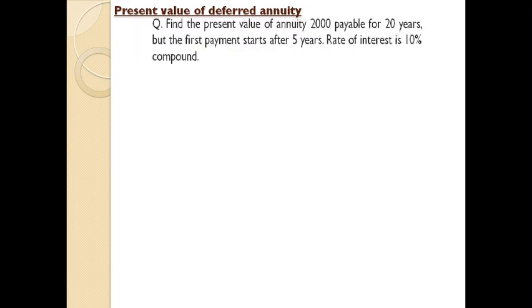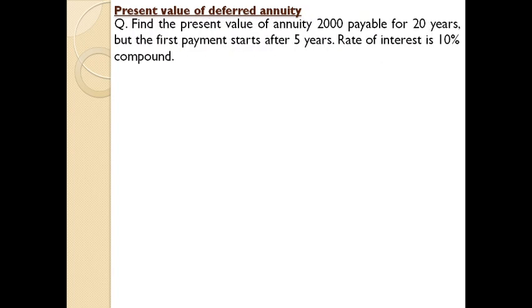The term deferred annuity means the payment of annuity begins after the lapse of a certain period. That is known as deferred annuity. And present value of deferred annuity is a case where you are using the present value factor in the case of a deferred annuity. So let's discuss a case regarding deferred annuity and how to find the present value of deferred annuity.